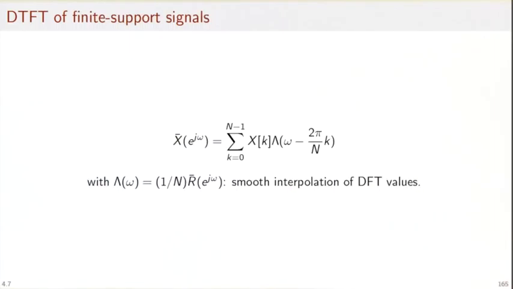Now we can finish the computation of the DTFT of a finite support signal. So x over bar of e to the j omega is the sum from 0 to capital N minus 1 of Xk times lambda of omega minus 2 pi over N times k, where lambda of omega is simply a renormalized version of r over bar, the DTFT of the finite interval indicator signal.